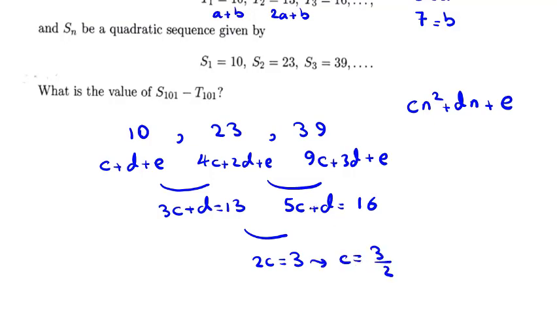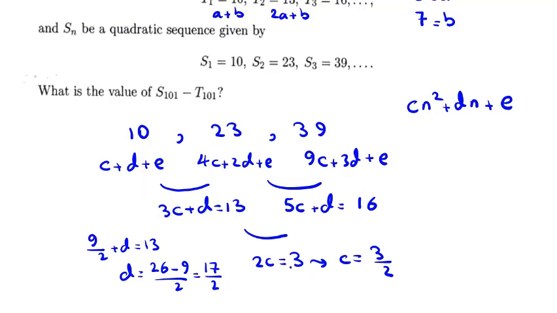And if we replace here, for example, for this one, here we have 9 over 2 plus d is 13. So d is 13 minus this, use common denominator. It will be 26 minus 9, which is 17 over 2. And we should find e.